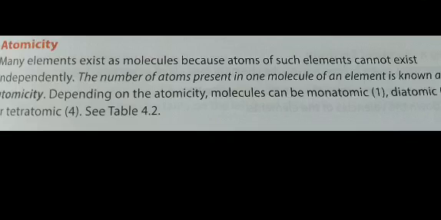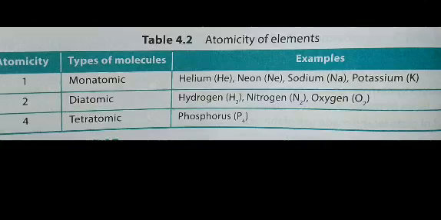See table 4.2. Where atomicity is 1, the type of molecules will be called monoatomic. The examples are helium, He, neon, Ne, sodium, Na, and potassium, K. When atomicity is 2, this type of molecules will be called diatomic. The examples are hydrogen, H2, nitrogen, N2, oxygen, O2. And when atomicity is 4, the molecules will be called tetraatomic, for example, phosphorus, P4.